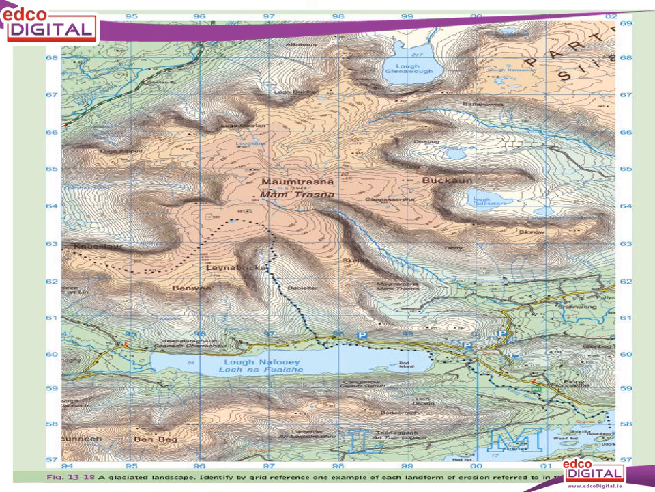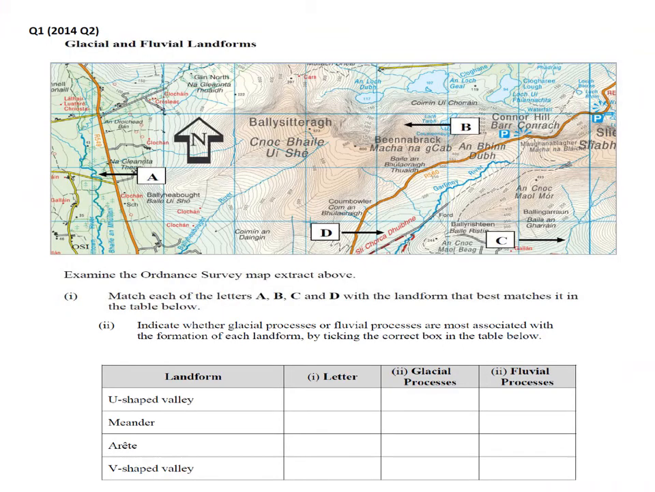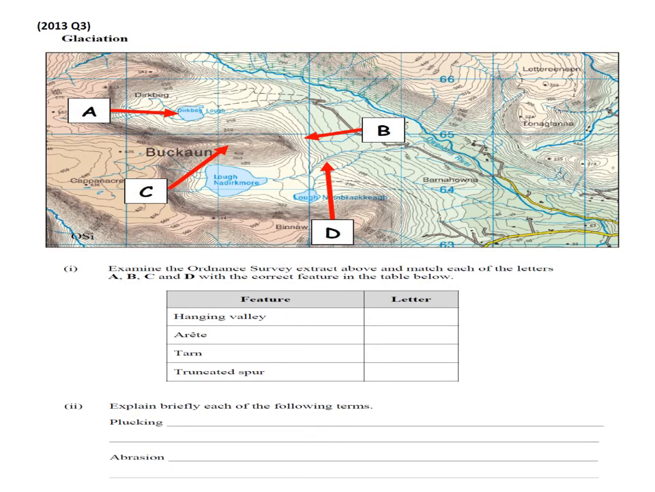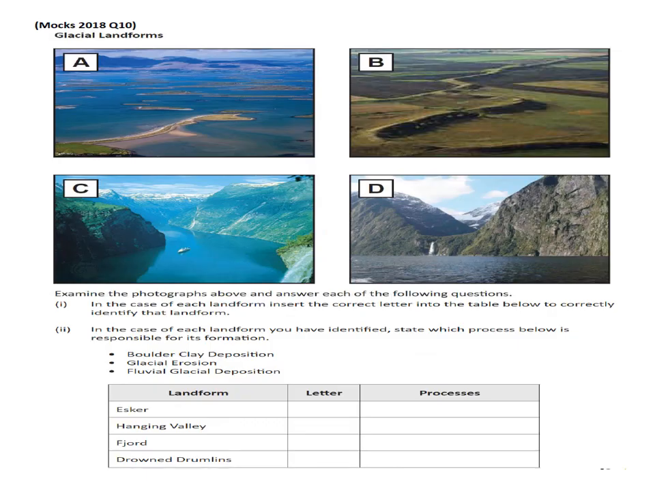Again, it would be important that you can recognize all those different features on an Ordnance Survey map, mainly your erosion ones, but there can be a few deposition ones that might pop up from time to time. This would be the series of questions that have come up. You can have a look and find these yourself in your exam papers and have a go at practice, but you will see that they do come up quite a bit from time to time.